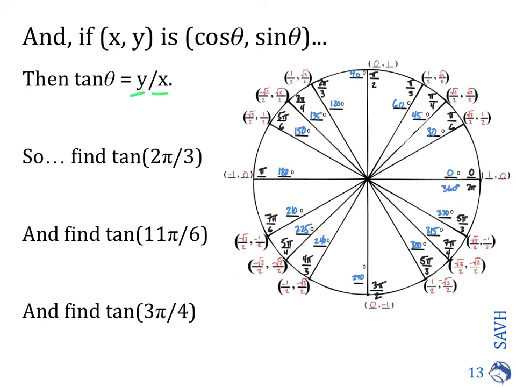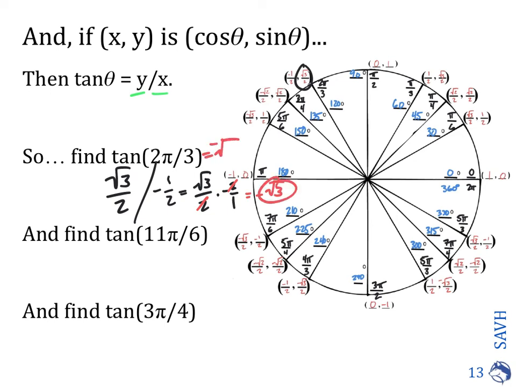So the tangent of 2 pi over 3 is the y value, which is √3/2, divided by the x value, which is -1/2, which is the same as √3/2 times -2/1. These two divide to 1, and we're left with -√3. So this is the tangent of 2 pi over 3.